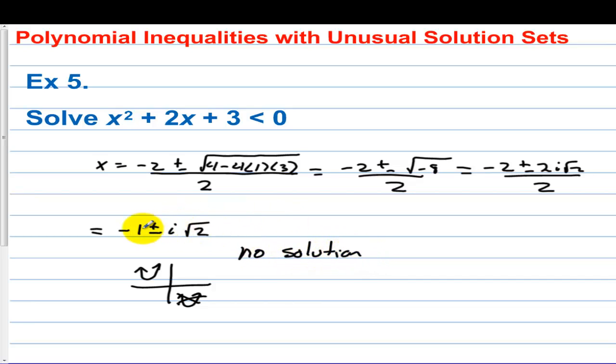Now, when you decide that the solutions are imaginary, another way to get no solution is just pick any x value. The easiest one would be 0. So you have 0 plus 3. Is 3 less than 0? Absolutely not. So there's no solution.